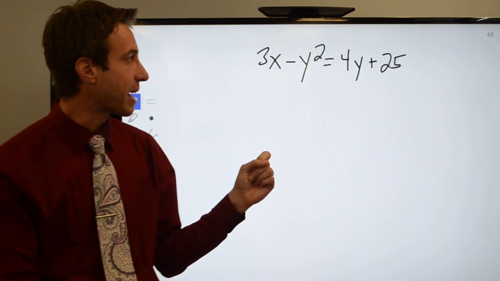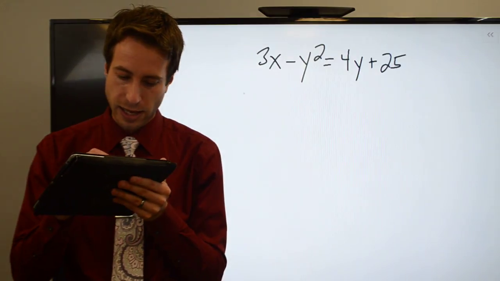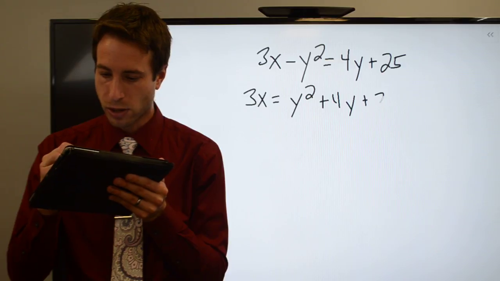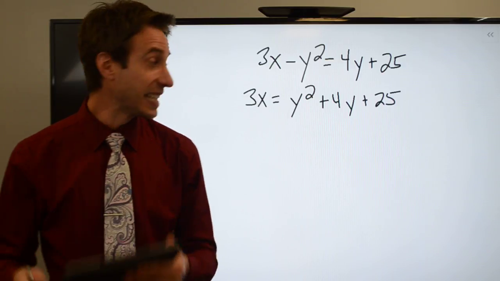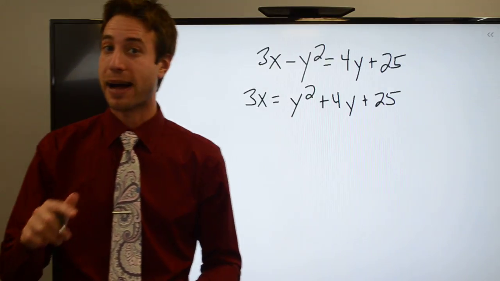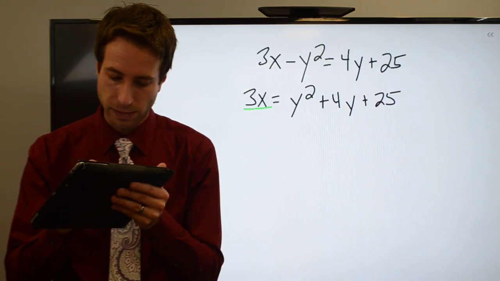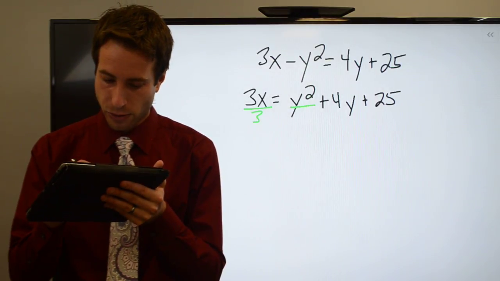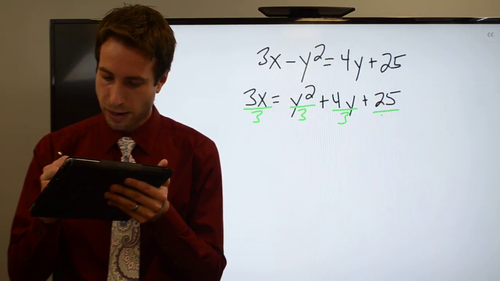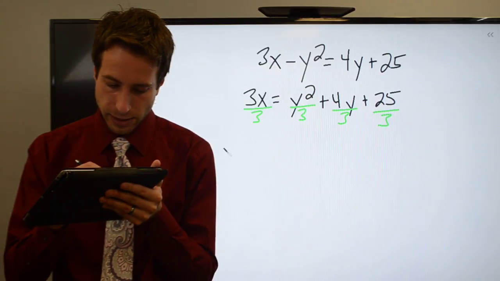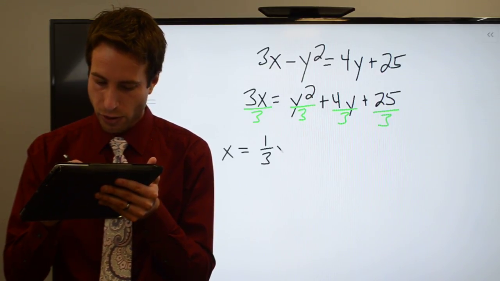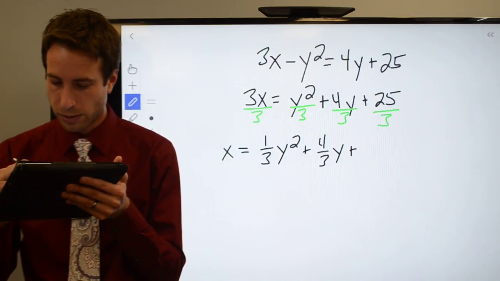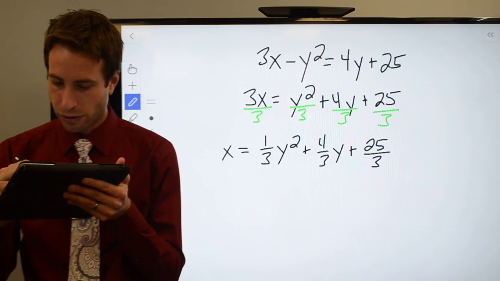All right, I got to get the x by itself. That means moving the y squared to the other side. So 3x is equal to y squared plus 4y plus 25. I need to get the x by itself, so that means dividing by 3. But algebra says whatever you do to one person, if I divide that guy by 3, you have to divide everybody by 3. Divide by 3, divide by 3, divide by 3. x is equal to 1/3 y squared plus 4/3 y plus 25/3.